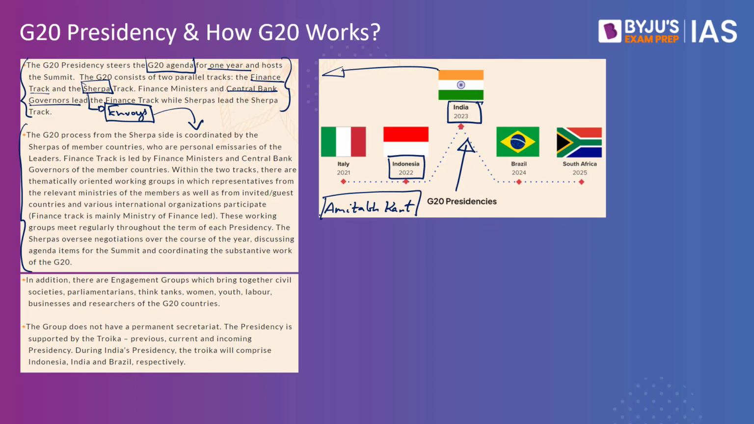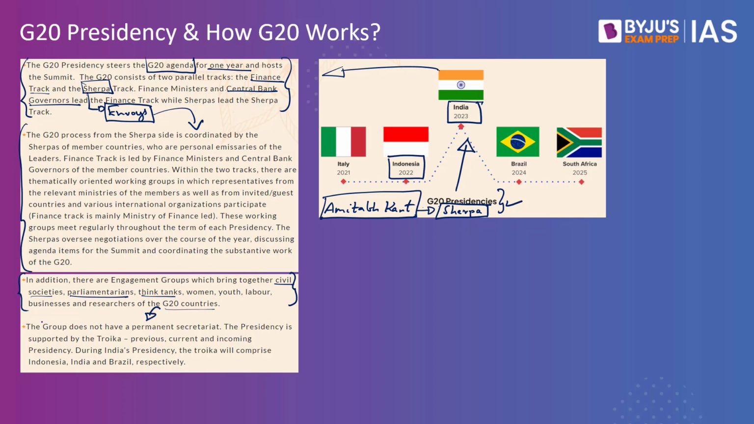From India, Amitabh Kant, a top IAS officer and the former CEO of Niti Aayog, has been appointed as India's G20 Sherpa to lead the negotiations, along with India's finance minister and the central bank governor. The grouping also leads regular engagement with other stakeholders such as the civil society, parliamentarians, think tanks, etc.